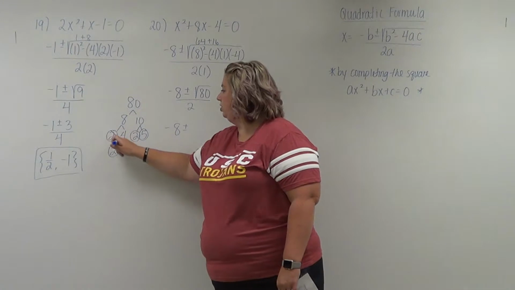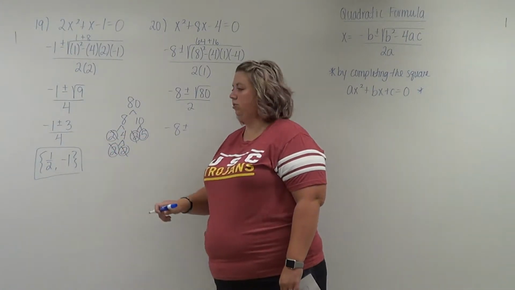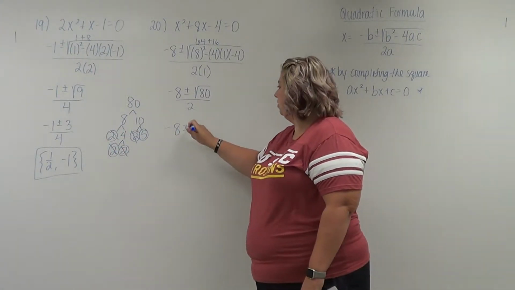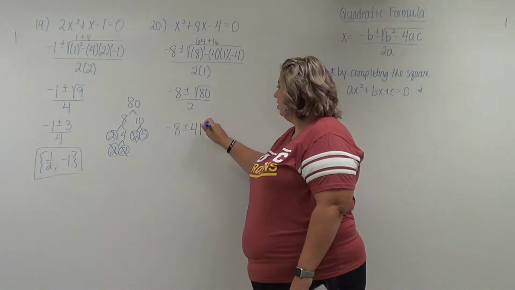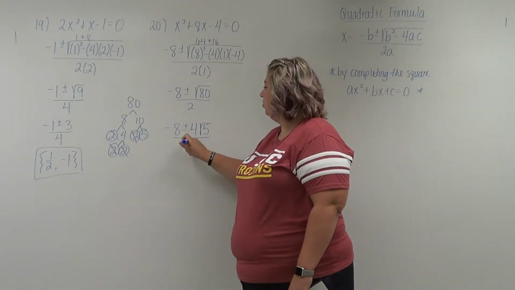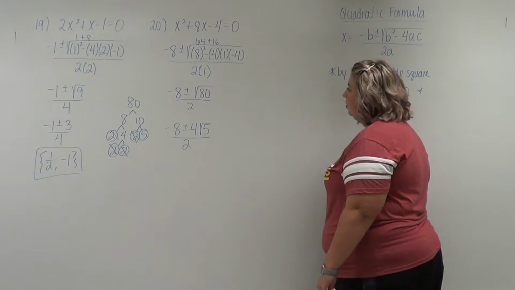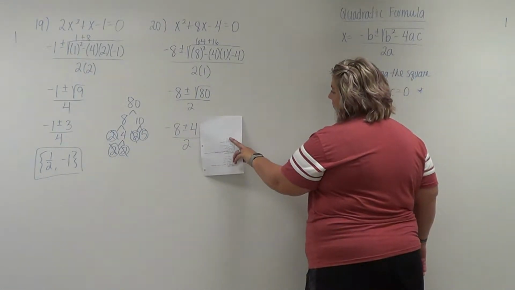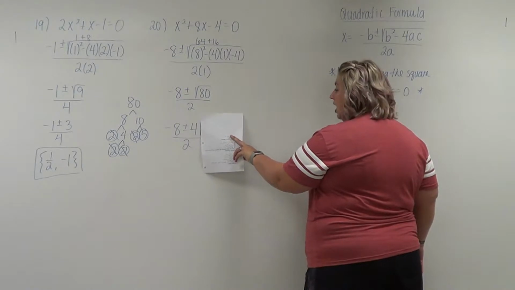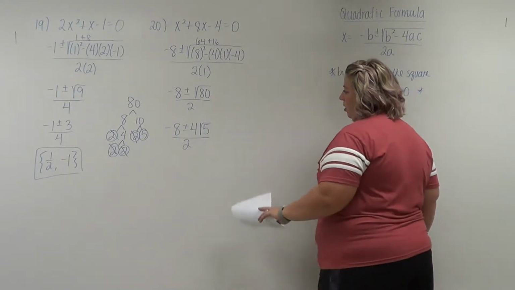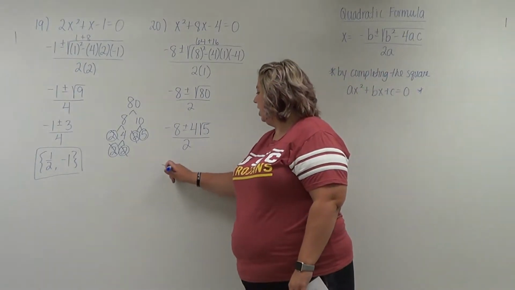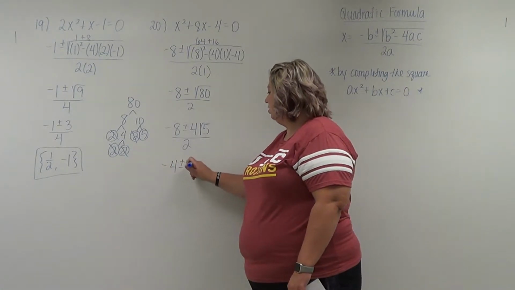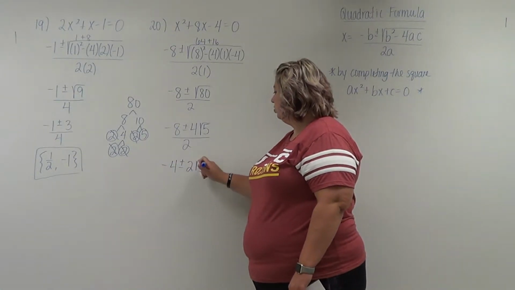Okay, so I have a pair of 2's and I have another pair of 2's. So 2 times 2 is 4. I have square root of 5 over 2. Okay, then if I take away my square root, I look to see does anything go into 8, 4, and 2. If it does, I need to simplify. So 2 goes into all those. So this would be -4 plus or minus 2 square root of 5.